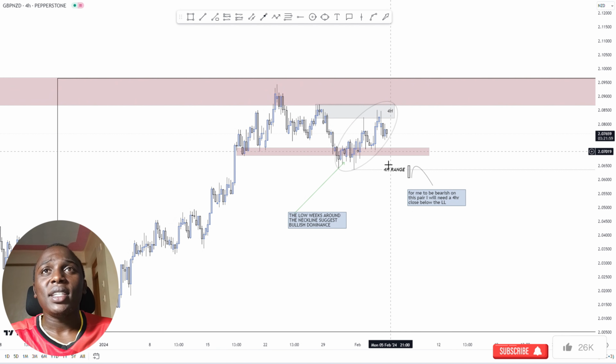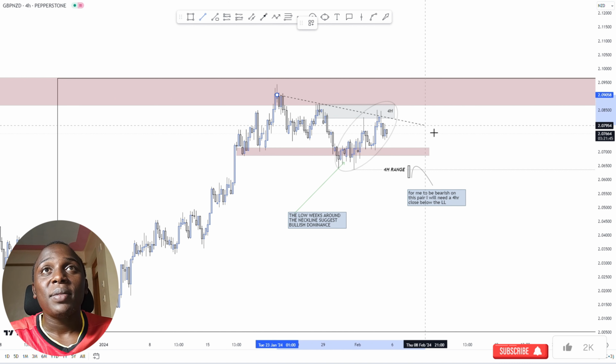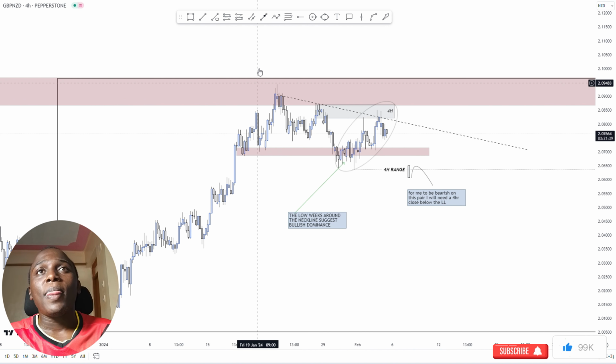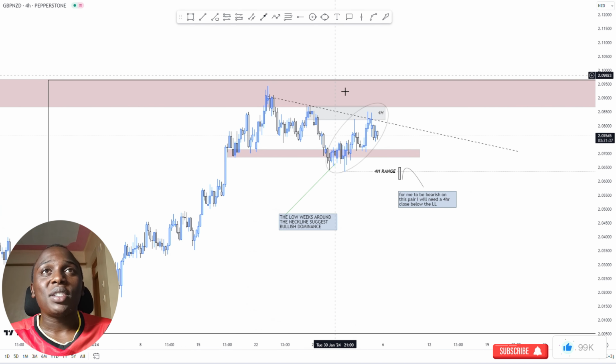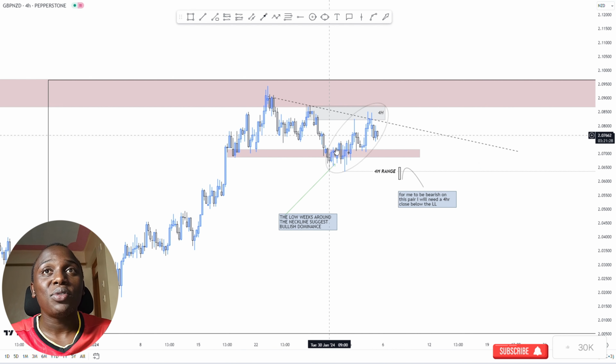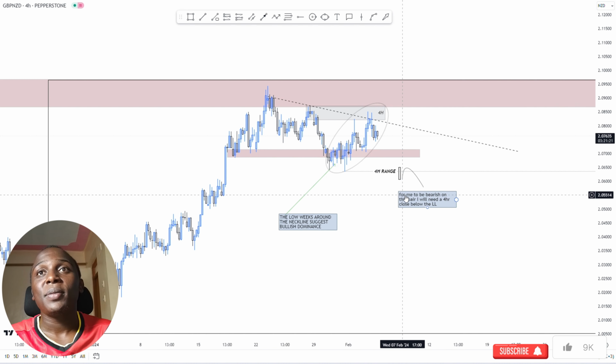I want to see how price will react around this zone, and currently, as you can see, there is this small trend line being formed right there. And if price continues to respect this trend line right here, that means that the structure has shifted from being an uptrend to a downtrend. So I'll just wait for a 4-hour candle to close below this 4-hour range, and then I can change my bias from bullish to bearish.